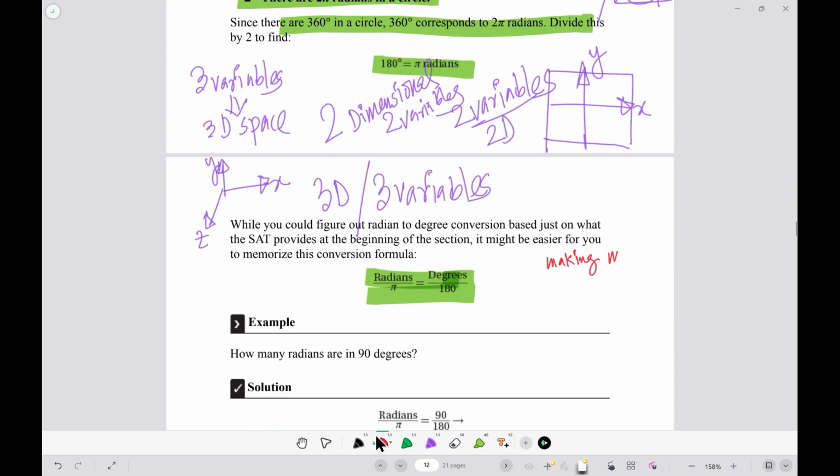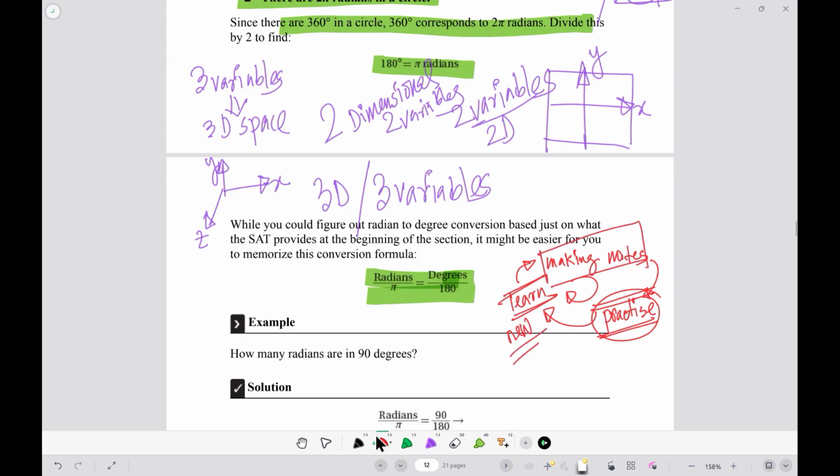Making notes, practice, and then learn. Practice, learn, make notes, practice, learn, like this. This is a loop. After doing some practice, you will learn something new, and then you need to make it into your notes, because if you're not making notes, you are going to forget.